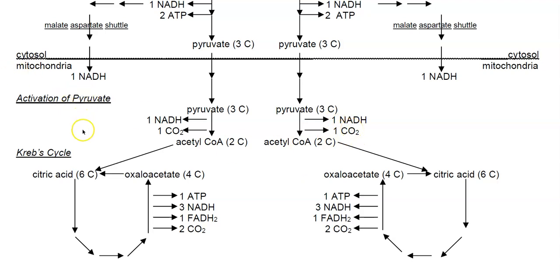Once the activation step is over, then the acetyl coenzyme A that we made, that 2-carbon molecule, is free to go into the Krebs cycle. What it'll do is it'll mix with a molecule called oxaloacetate. Oxaloacetate is a 4-carbon molecule. Acetyl coenzyme A has 2 carbons. So what's going to happen is they're going to form together to make citric acid.